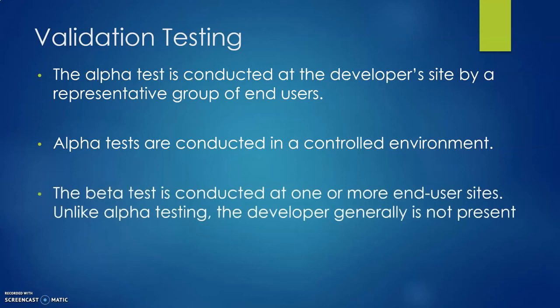A beta test is conducted at one or more end user sites. That is, from many sites it is being tested. That is known as beta testing. Unlike alpha testing, here the developer generally is not present. So we can say that beta testing is a live application of the software in an environment that cannot be controlled by the developer. We are giving the software in a live manner to one or more end user sites, and they are testing it from their end.